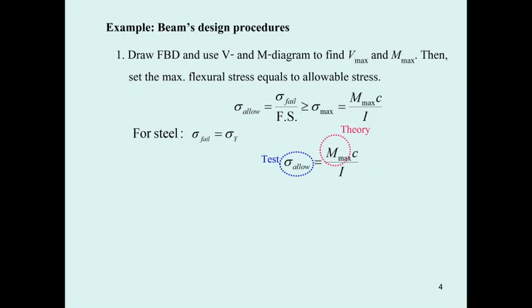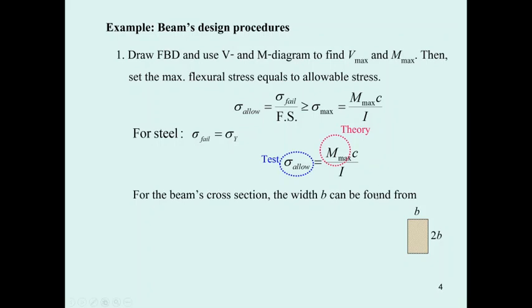Okay, and then if you do the calculation by this, and your beam has a rectangular section with a width of B and a depth of 2B, the moment of inertia can be calculated as B, the width, times the depth cubed, over 12, and then you get it for 2B to the power of 4 divided by 3.